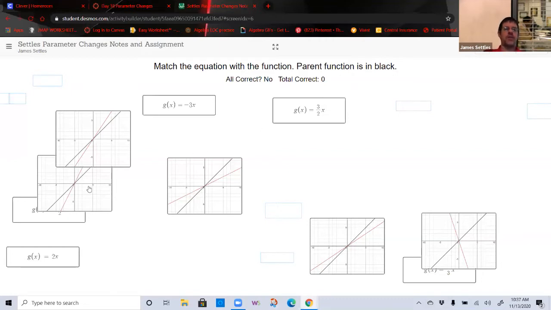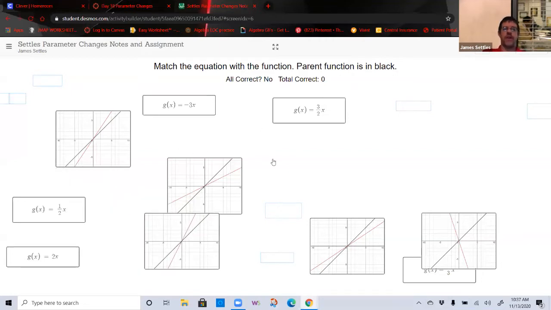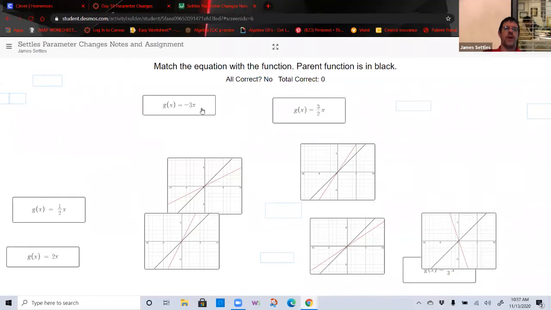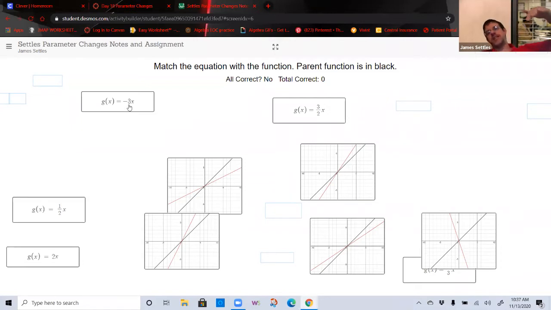So what I would do is I'm going to move some stuff out of the way. I'm going to pick one of these boxes. Me personally, I'm going to start with this g of x equals negative 3x, and I'm going to put that up at the top. So what do I know about this? I know that the 3 means it's going to be more steep, but the negative means it's switching directions.